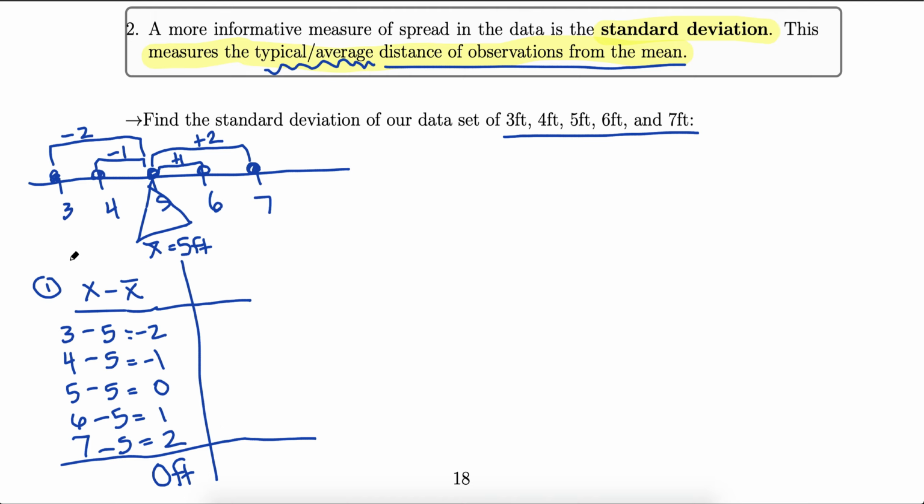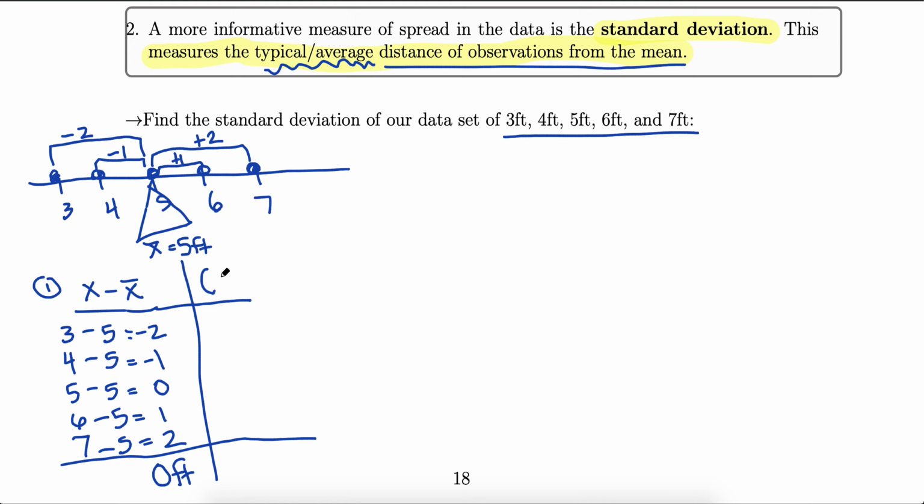We could take the absolute value of this. So we're just kind of ignoring above or below and just look at the raw distances. That is a calculation called absolute deviation. We're not going to do that. We're going to do standard deviation.